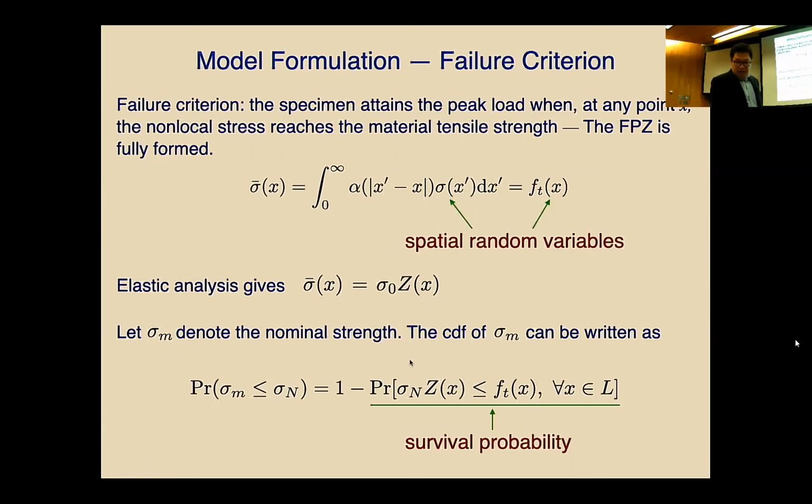Then the cumulative distribution function, CDF, of sigma m can be written as this equation. The probability that sigma m is less than the value sigma n is nothing but 1 minus the survival probability. Survival probability means that at any location x along the sidewall, my strength is always bigger than the stress. So 1 minus that will give the failure probability. The question is how we can compute this survival probability.